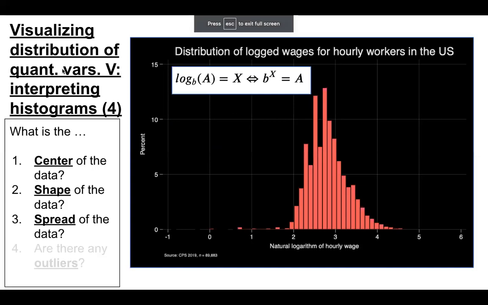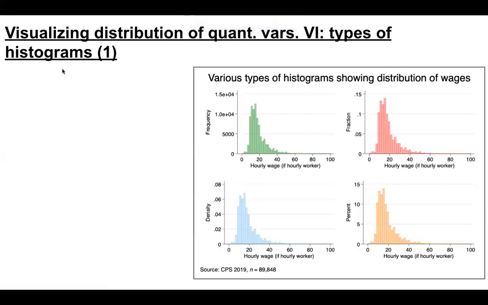Okay, so that's this graph. So let's look at some types of histograms. So we've got here 4 types of histogram. We've got a frequency histogram, a fraction histogram, a density histogram, and a percent histogram. We're going to use these most often.